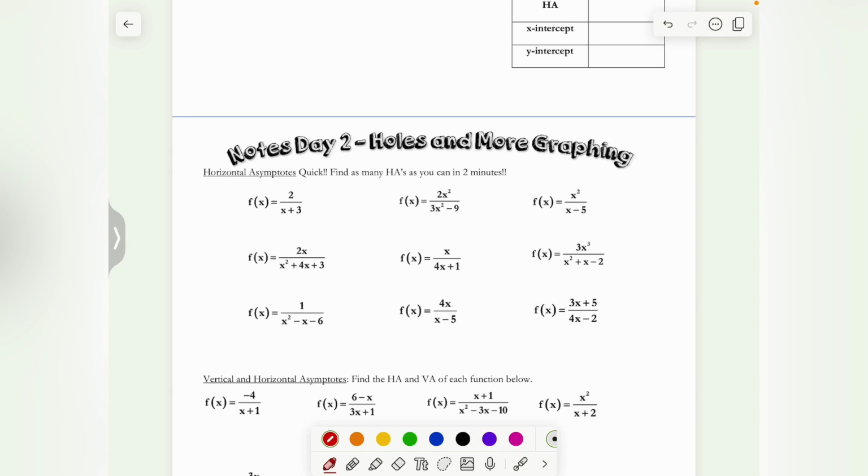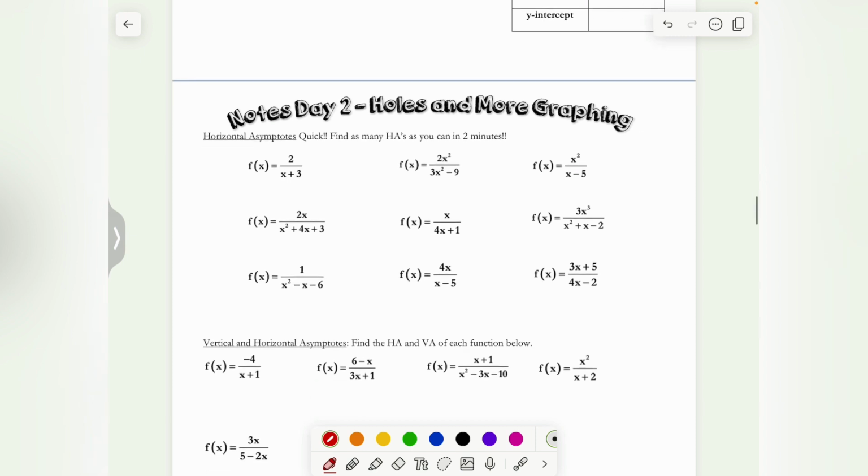Hello students. So I have to make a video so that you can understand graphing a little bit more, including finding some points of discontinuity or holes. So the holes are going to occur when something cancels in the equation. So we're going to take a look at that.